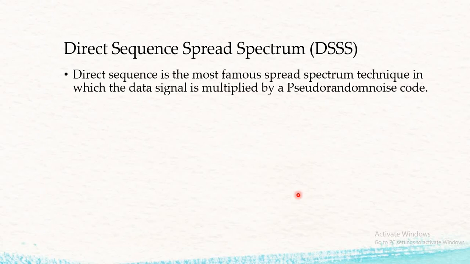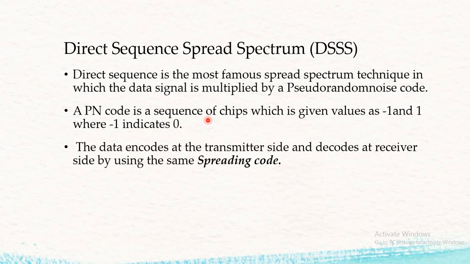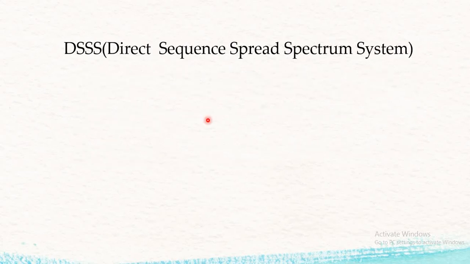Now the first one is DSSS, that is the direct sequence spread spectrum technique. Direct sequence is the most famous spread spectrum technique, in which the data signal is multiplied by a pseudo random noise code. A PN code is a sequence of chips which are given the values -1 and 1, where -1 indicates a 0. The data is encoded at the transmitter side and decoded at the receiver side using the same spreading code. This is very important: at the transmitter and at the receiver, we are using the same spreading code. Then only proper recovery of the data is possible.